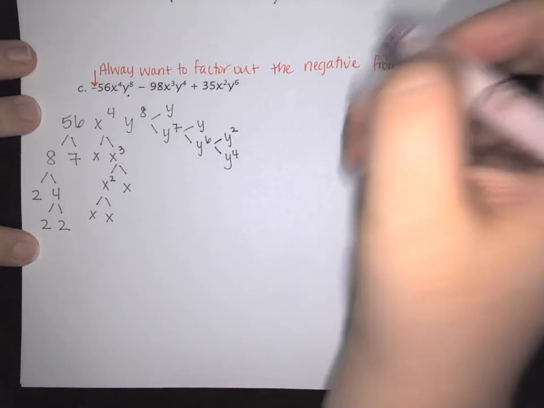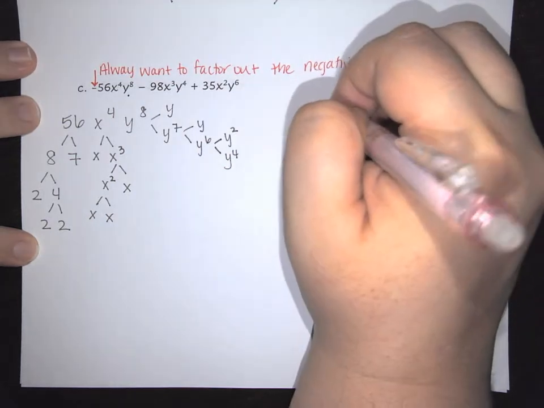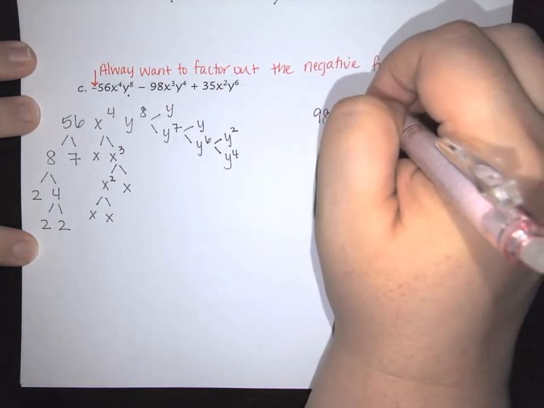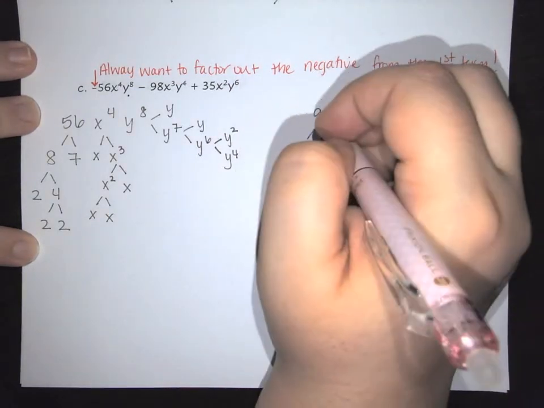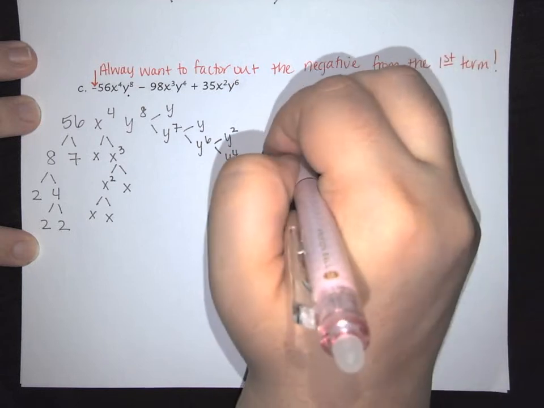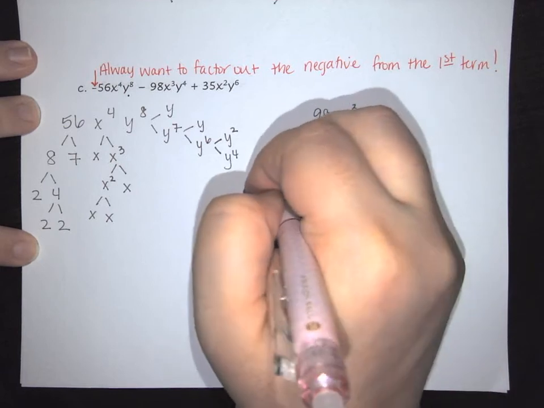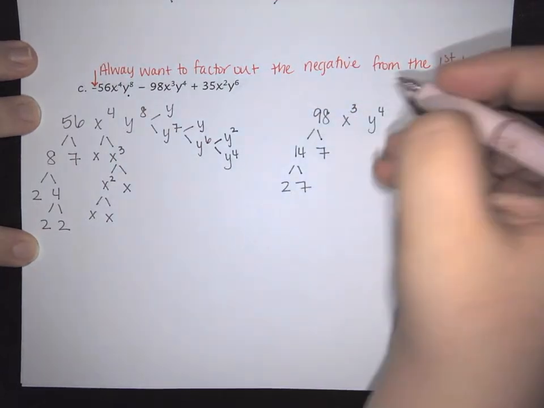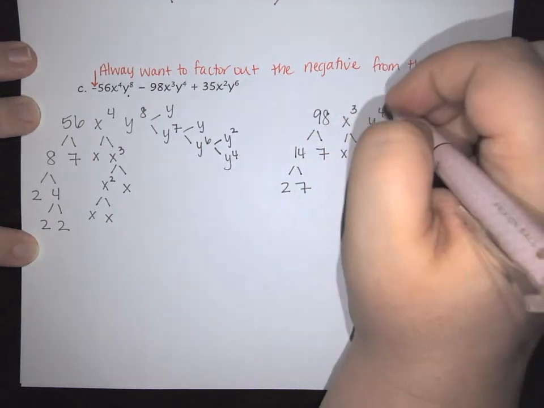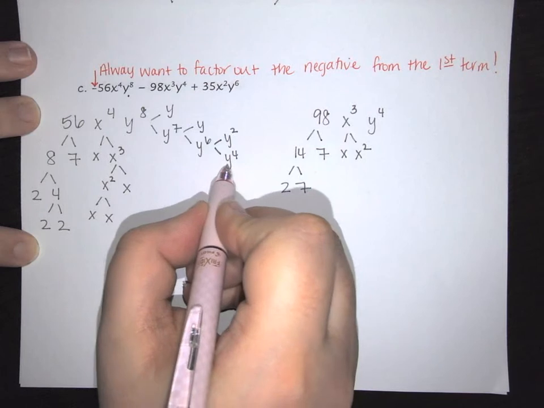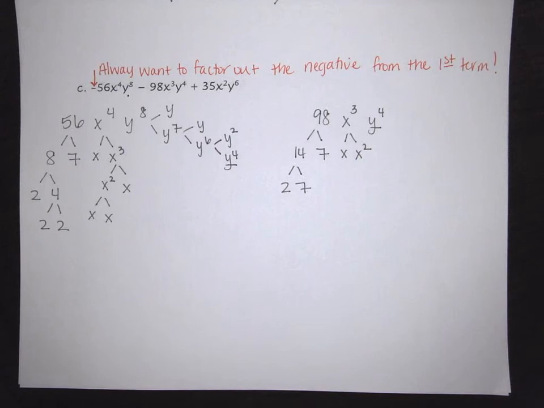Now the next number I have to look at is this 98, with x cubed y to the 4th. So my 98 I need to break down. My 98 can become 14 and 7. 14 is then going to become 2 and 7. My x cubed can become x and x squared. And my y to the 4th, if you notice, I have a y to the 4th right here, and a y to the 4th here. So at the moment, it's looking like that's going to be my lowest term.